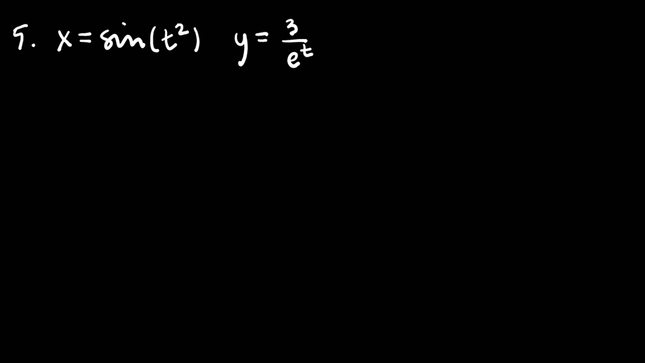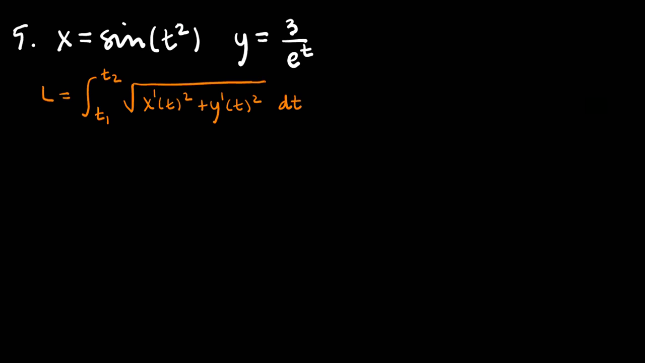Right, so they're telling us x equals sine of t squared and y equals 3 over e to the t. And so you need to remember that the length of a parametrically defined curve is going to be the integral from t1 to t2 of the square root of x prime of t squared plus y prime of t squared, integrated with respect to time. And so I'm going to need x prime and y prime, right? I'm going to need to rewrite y.